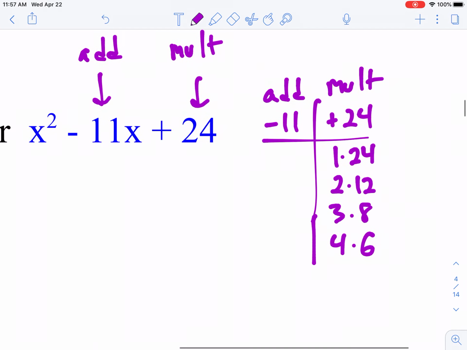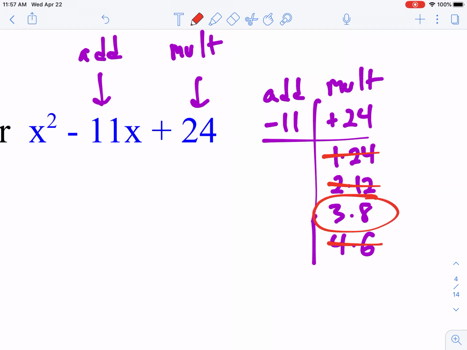Now, which ones would add up to a negative 11? Now, keep in mind, you're going to have to incorporate some negative signs. All right? How would you get an 11? Well, would 1 and 24 ever add up to an 11? No. Would 2 and 12 ever add up to 11? Well, close. They could add up to 14. Or if you put a negative sign here, they could add up to 10. But that's still not 11. 4 and 6 will never add up to 11.